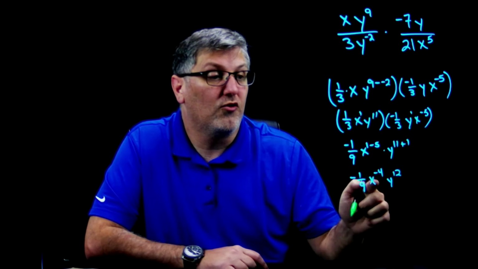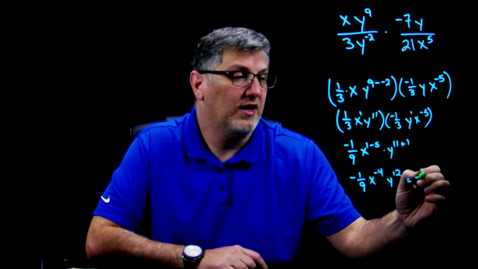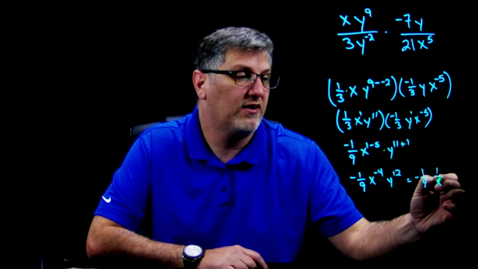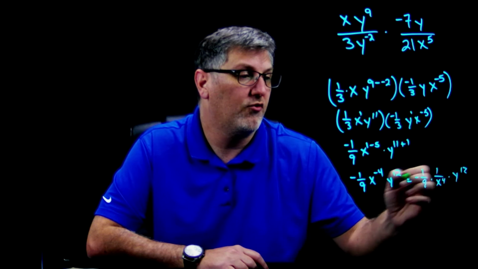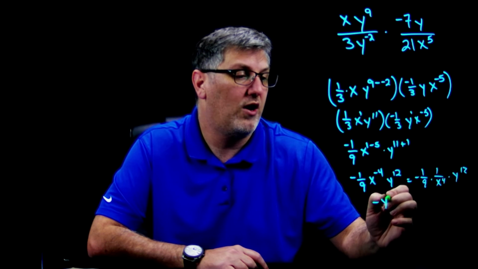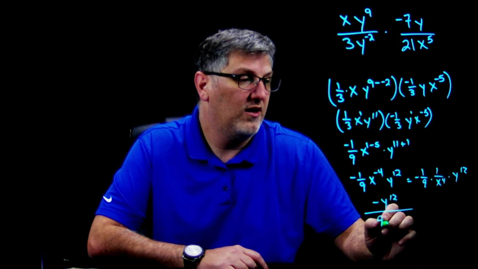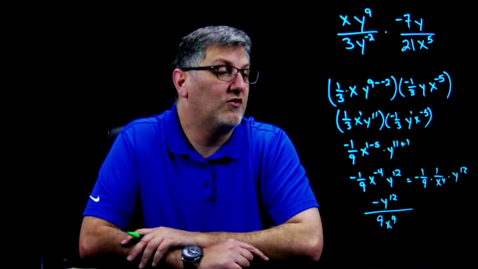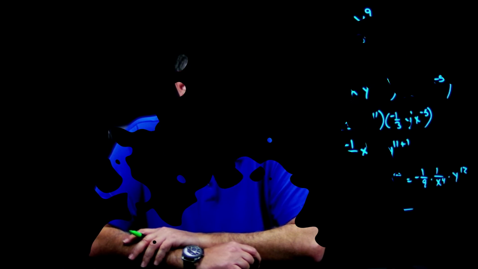All right, so this really means I've got my negative 1/9 times, this part really means 1 over x to the 4th, times y to the 12th. When I clean this up, I get negative y to the 12th over 9x to the 4th. And I'm done. That's how we simplify this. You just have to go through these rules individually and pick them apart.